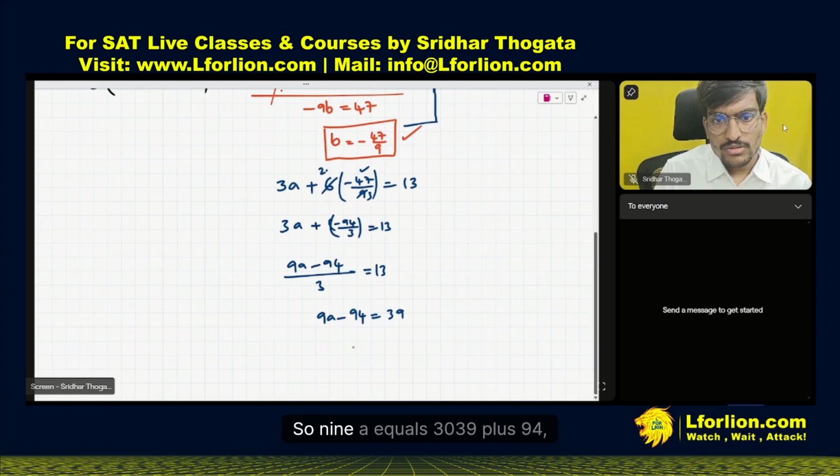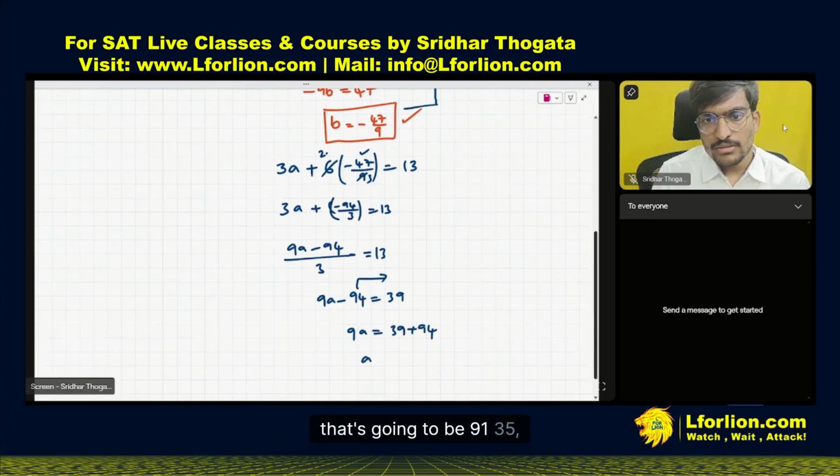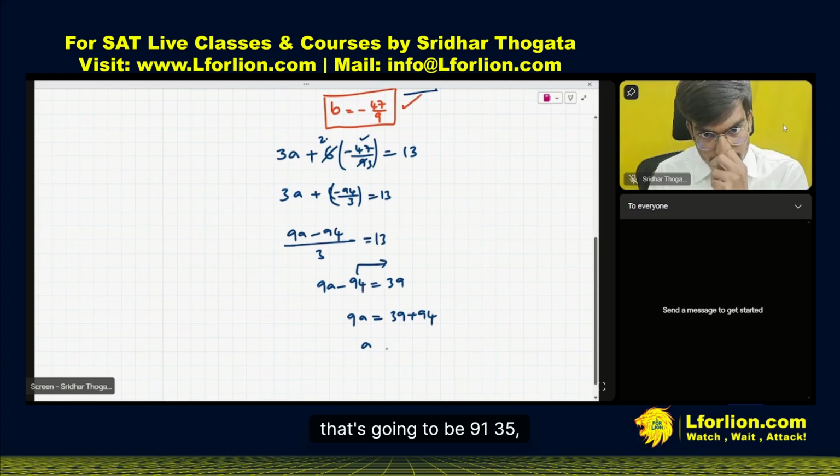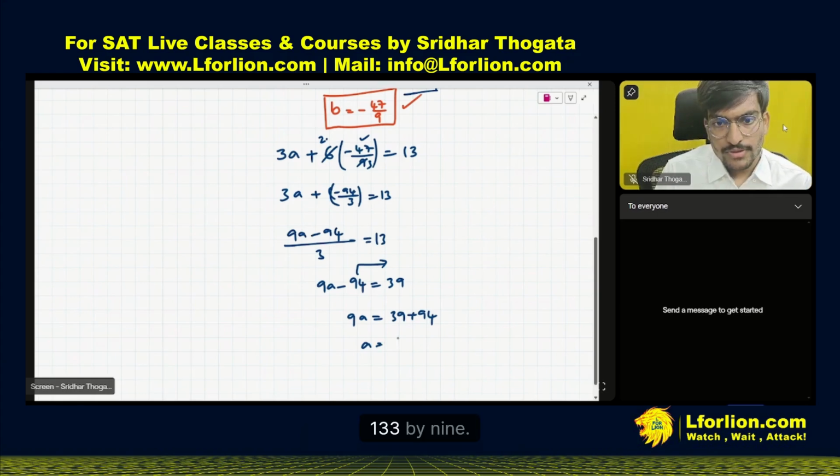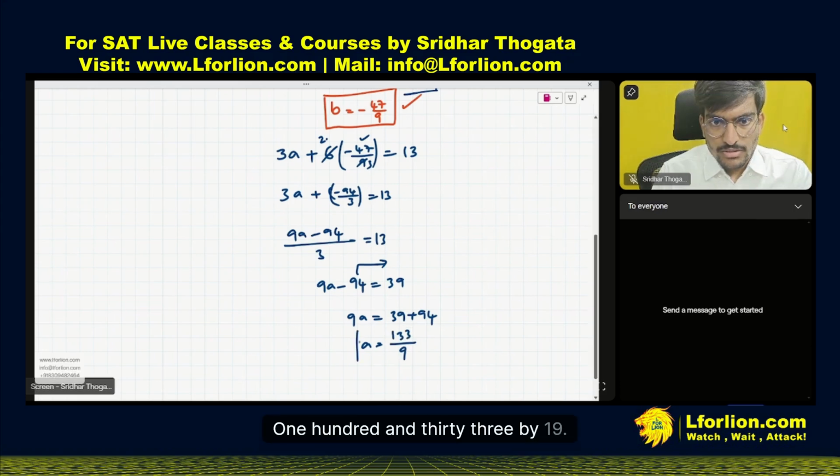So 9a equals 39 plus 94, that's going to be 133. So a equals 133 by 9. Just let me check. 133 by 9.